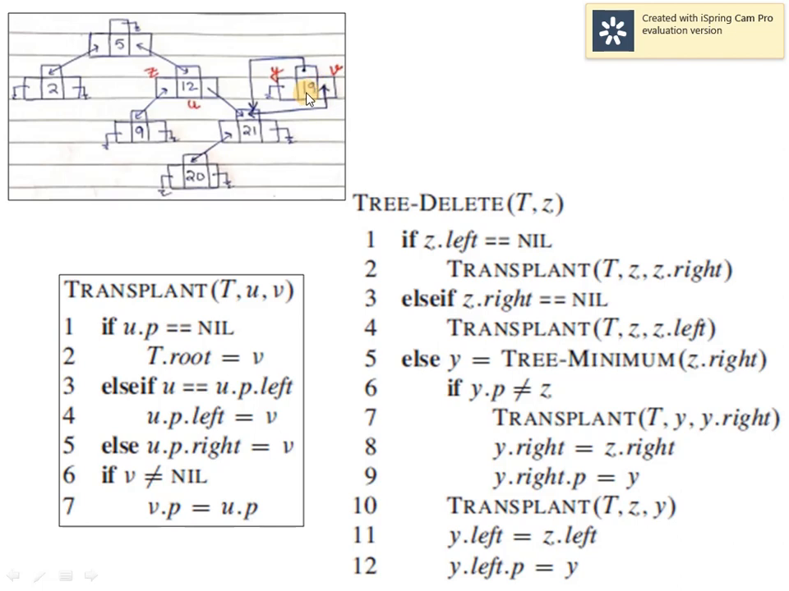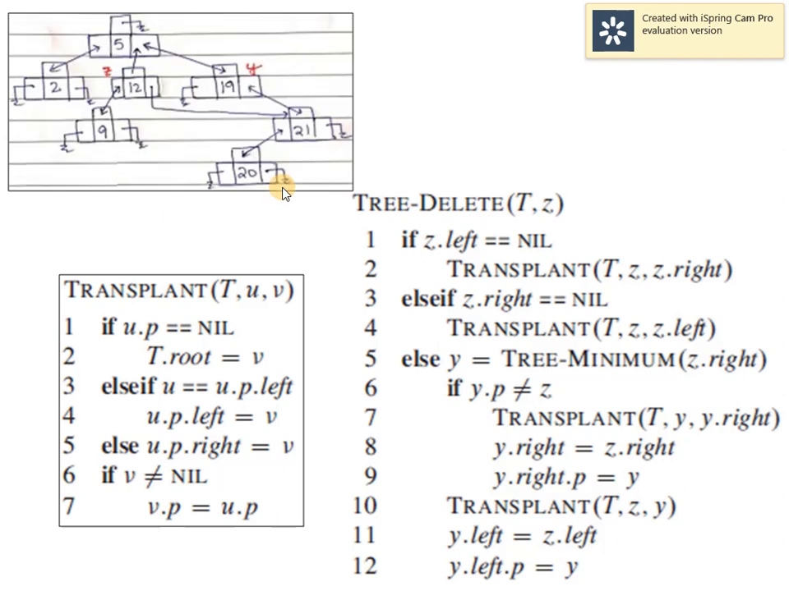Node 19 is not equal to null, so its parent will start pointing to node 5. After the execution of the transplant procedure at line number 10, the structure of the binary search tree gets converted to something like this. These are the pointer links right now.